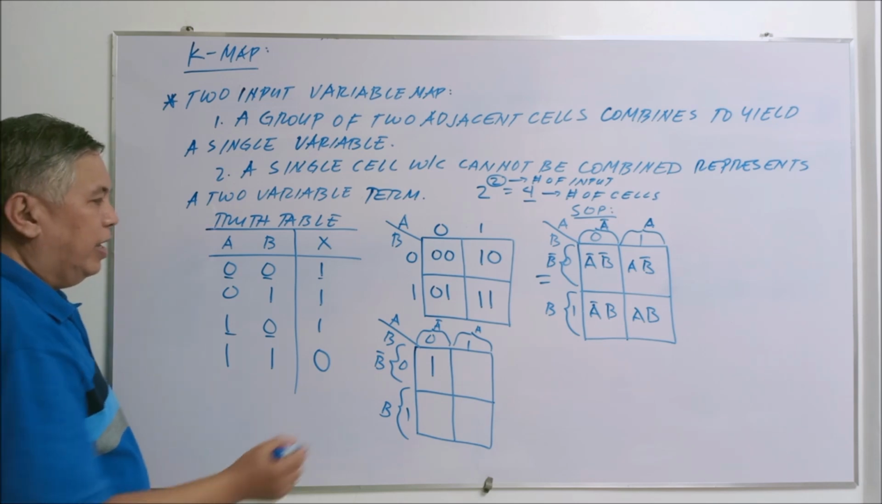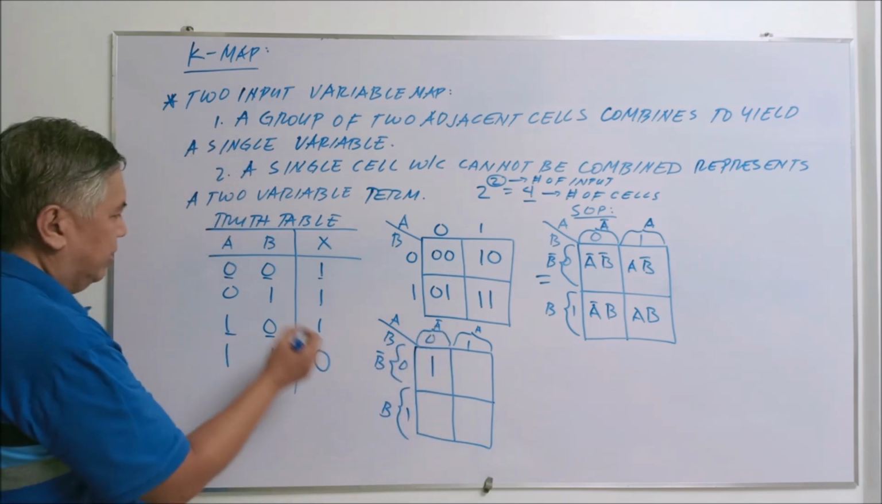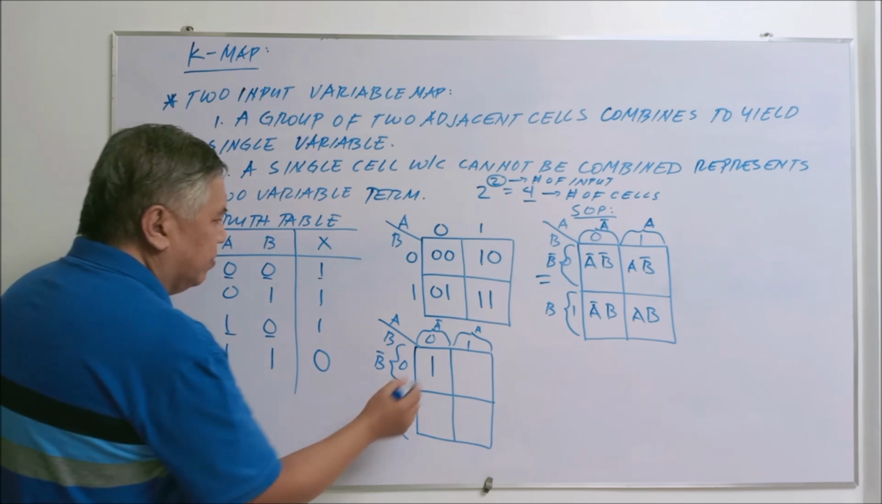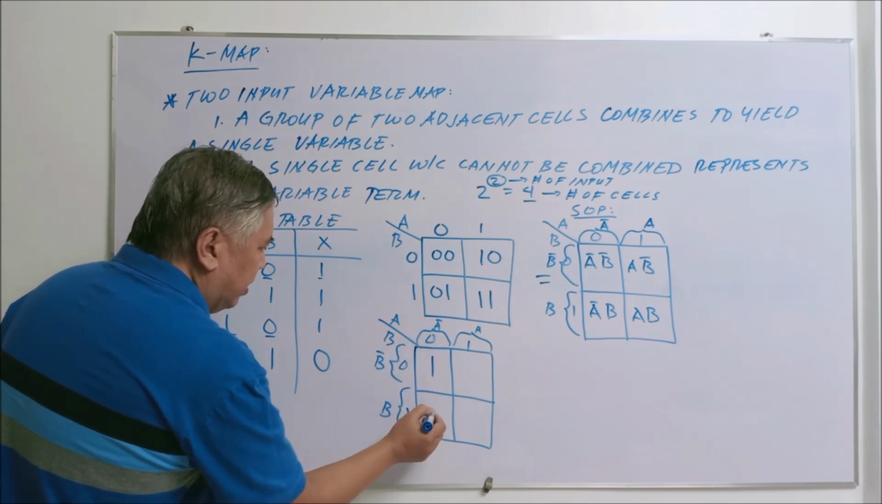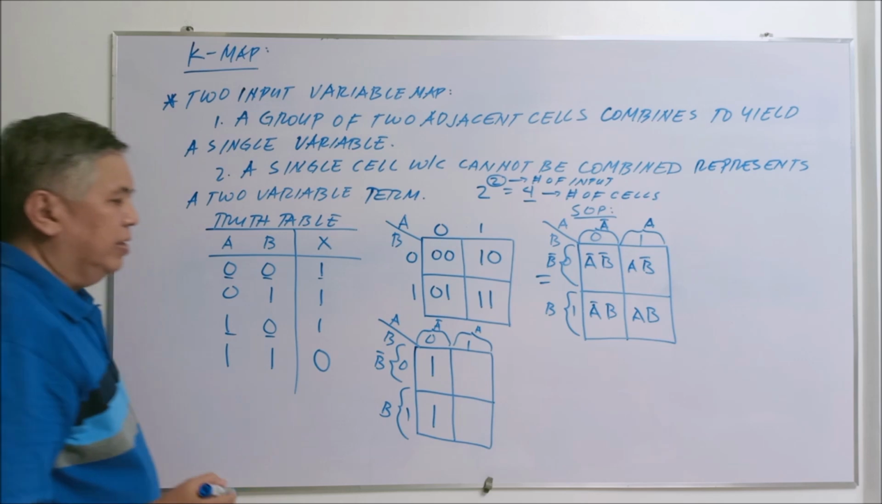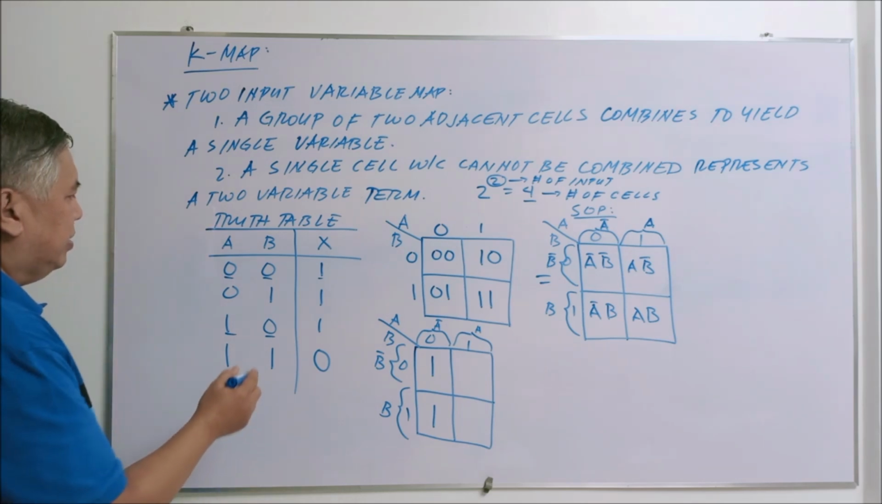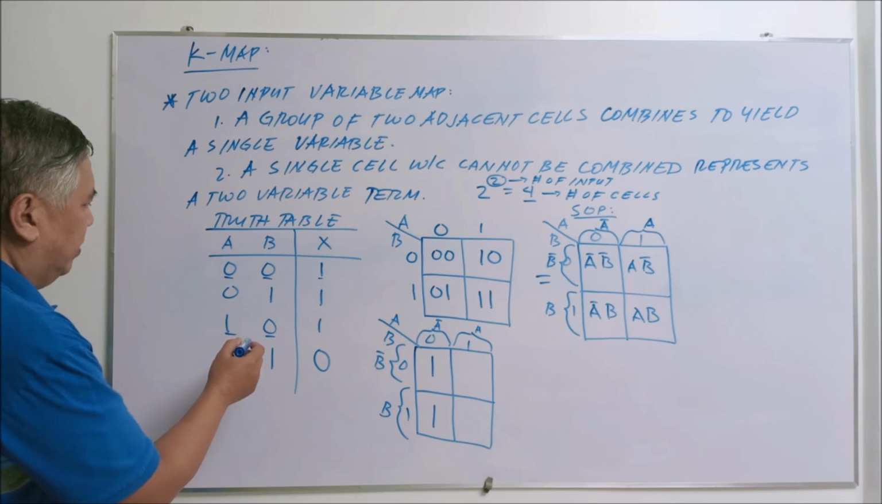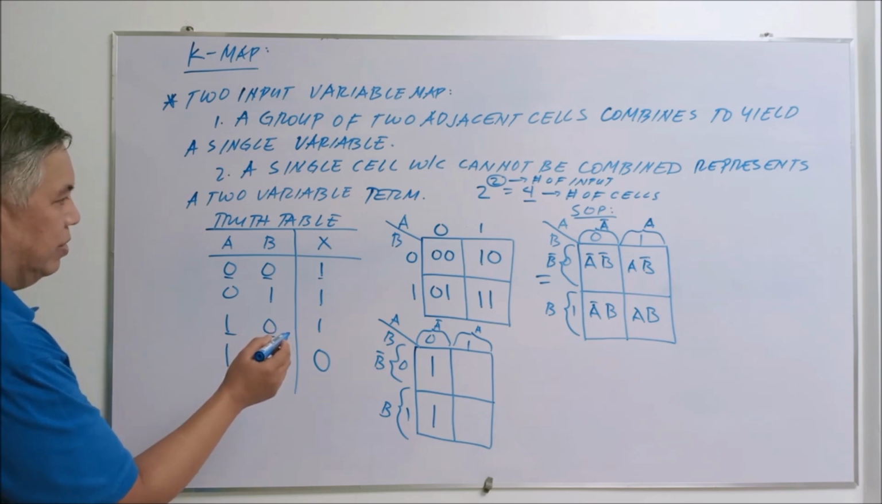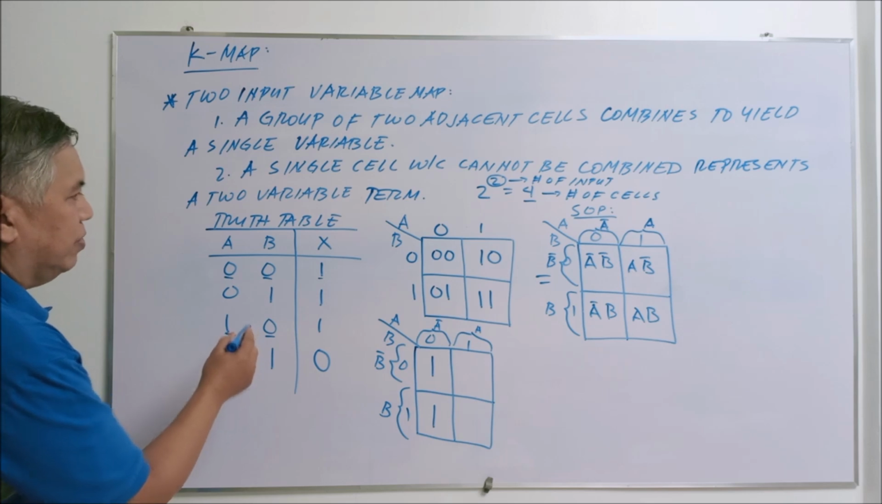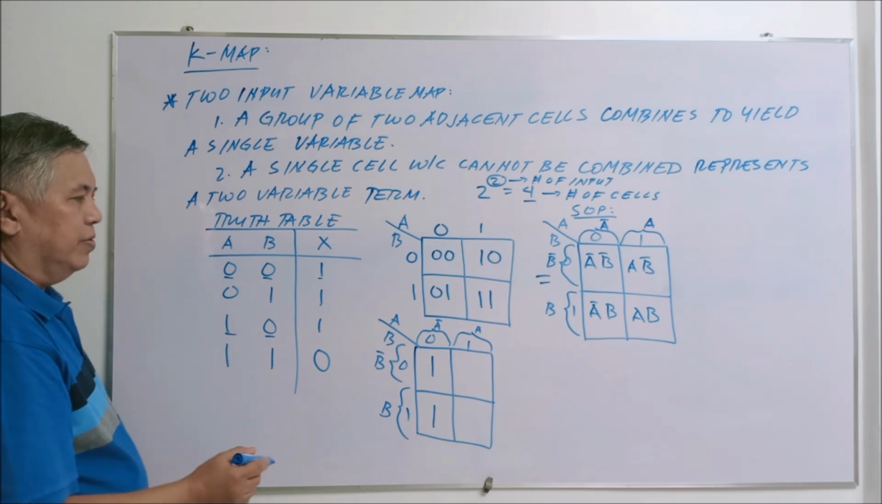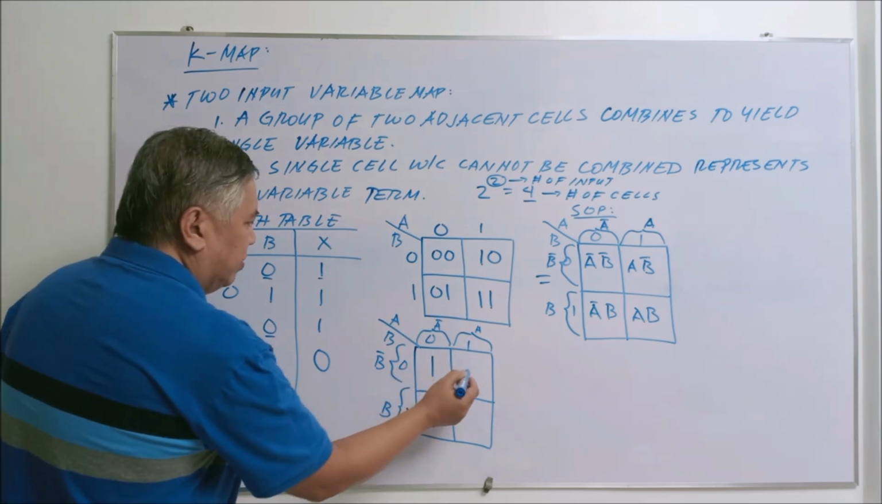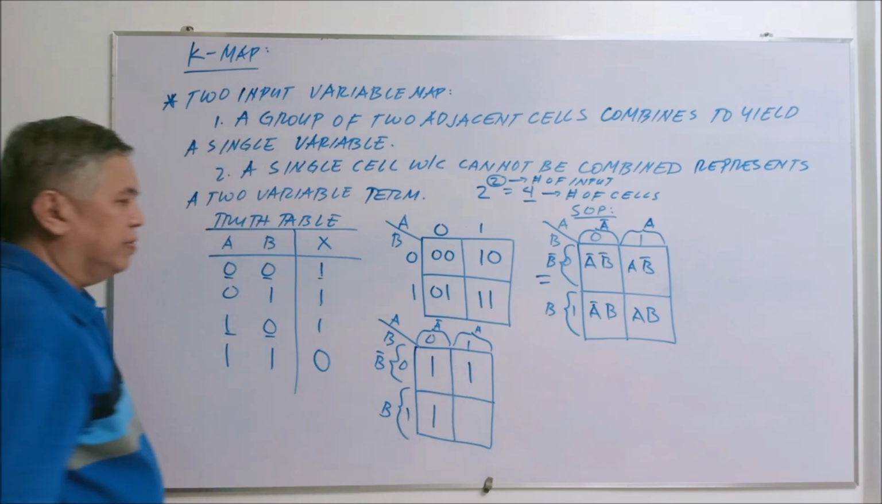Okay? Then we have here 0, 1. Where's the 0, 1? A is 0, B is 1. 1, 0, 1. And then next is 0, 1, and then next is 1, 0. So you place a 1 here.